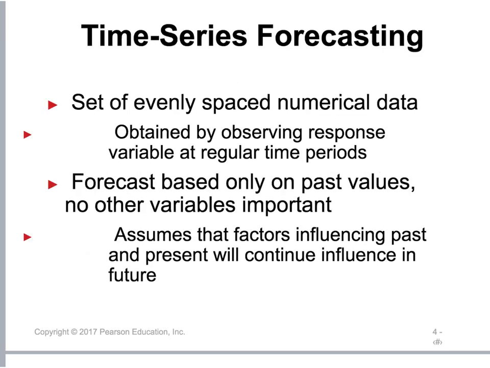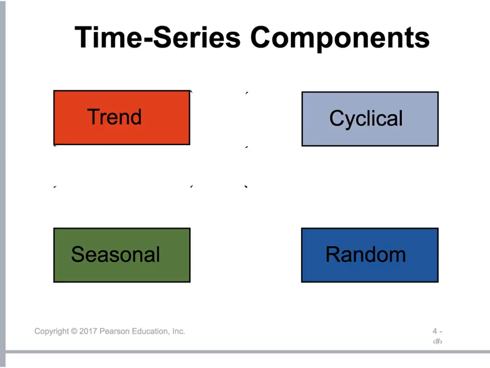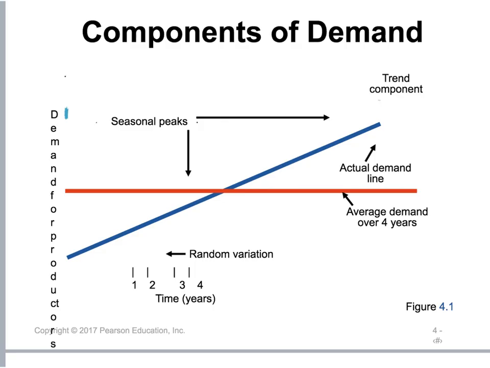So time series is a set of evenly spaced numerical data. It's obtained by observing a response variable at regular time periods, and it's only based on past values that you try to use to predict the future. So you have the different components of the time series model. You have the trend, meaning if there's a noticeable upward trend or a declining trend. Cyclical, meaning it repeats every so often. Seasonal, meaning it repeats every 4 months, every quarter, every year. And random, where there is no kind of pattern in the demand signals.